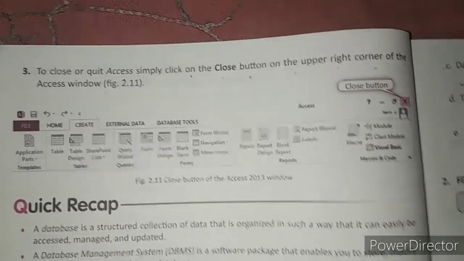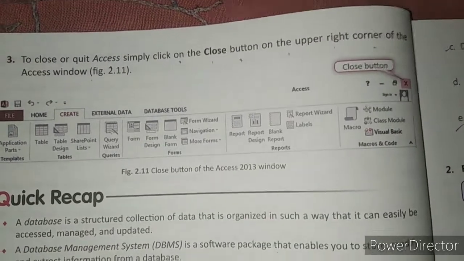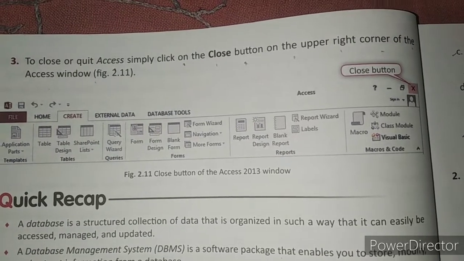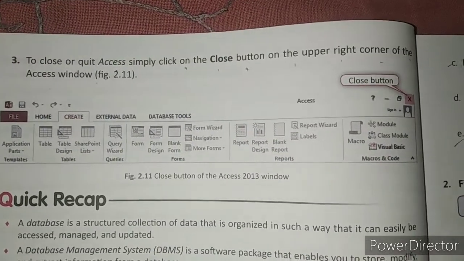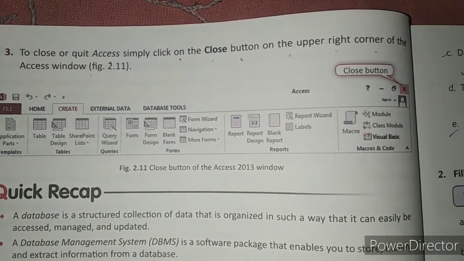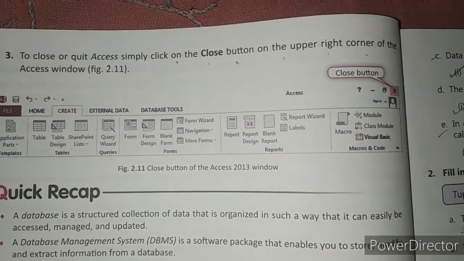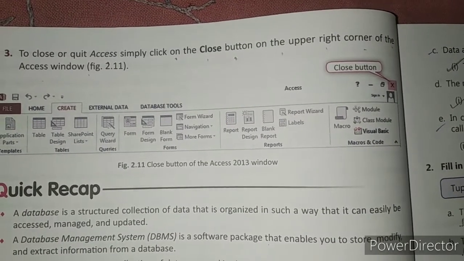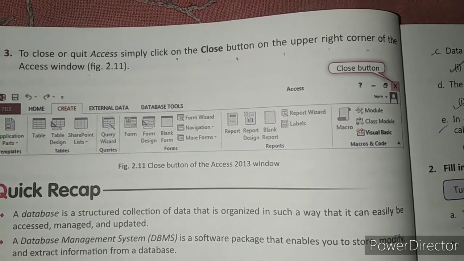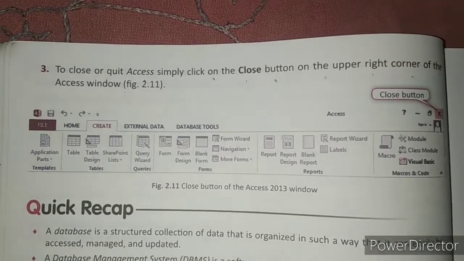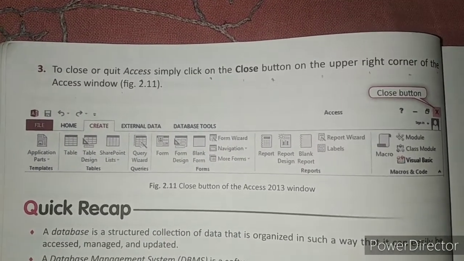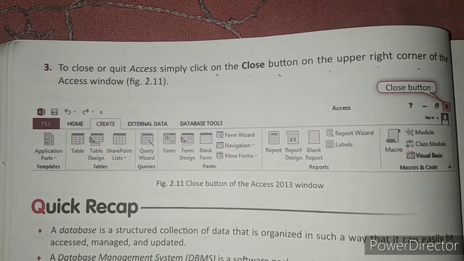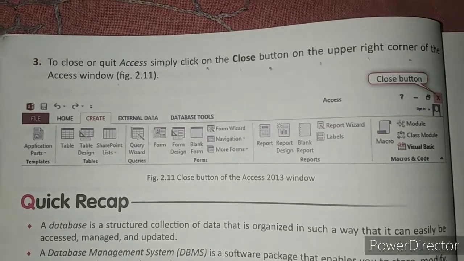Now here we have discussed the components of a database, and we have also discussed briefly MS Access, and after that how to open and how to close MS Access and a database. So now your second chapter is completed. The description of the second chapter is completed.